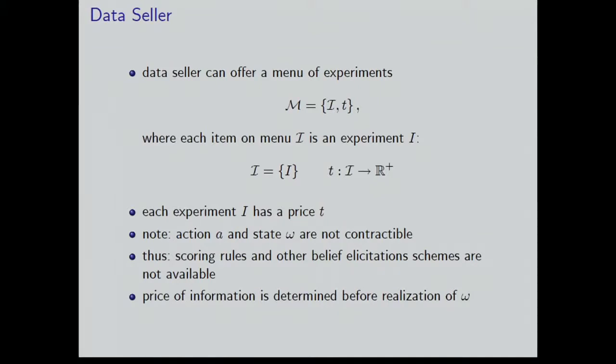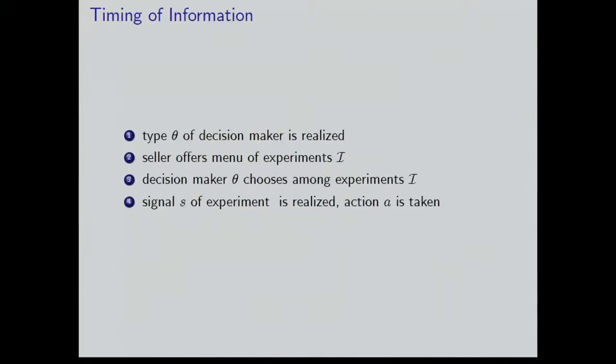So important, we are not allowed to contract either on the action or on the final realization of the state. So typical scoring rules, the belief elicitation, are simply not available. We can simply price the information or price the experiment. So the timing is the following one: the type of the decision maker is realized, so his interim information. He then can make a choice out of this menu of experiments. For every experiment that he's purchasing, he has to pay a price. And after he chose the experiment, he's simply going to observe a signal realization.